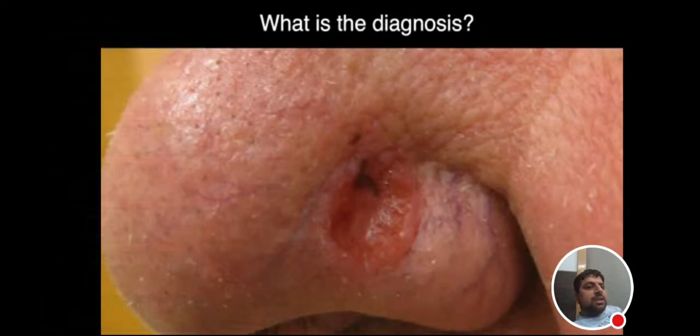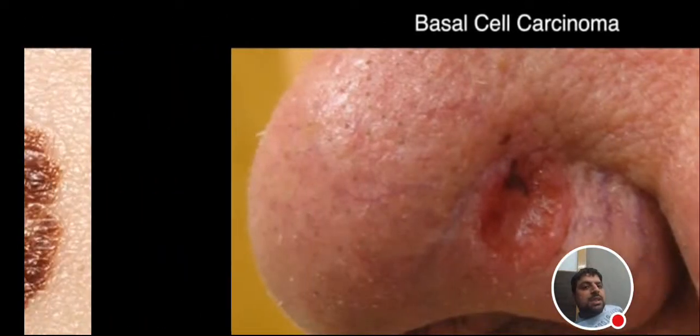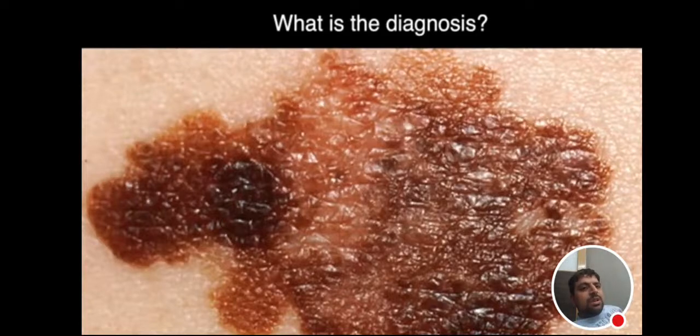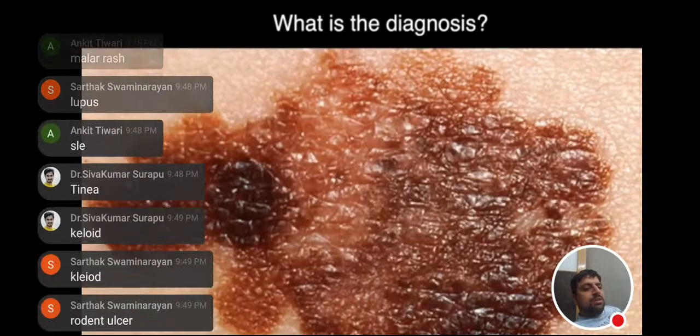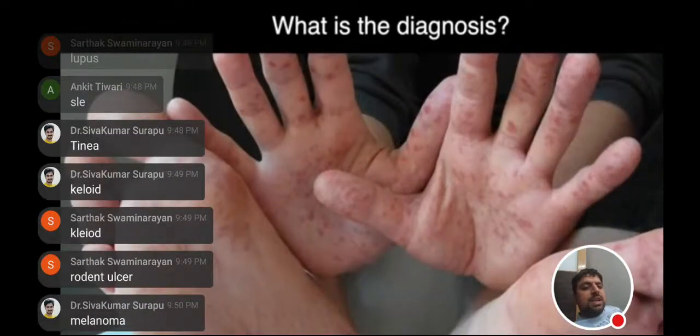10 seconds in your hands. Try to answer in the comment box. This image shows what? This is a case of basal cell carcinoma. Okay. What is the diagnosis here? It represents what? This is a case of melanoma. Okay. What is this diagnosis?